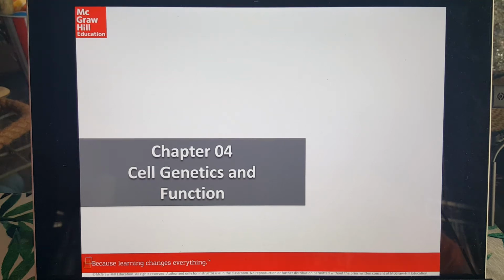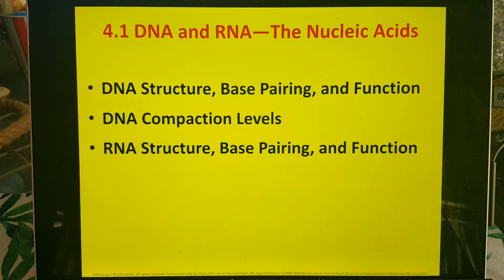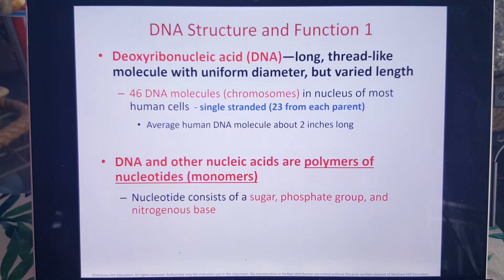All right, chapter 4, focusing on our DNA, what else we do with our DNA, looking at how we make proteins, as well as how we make new cells. So let's focus first on DNA. DNA is called deoxyribonucleic acid.